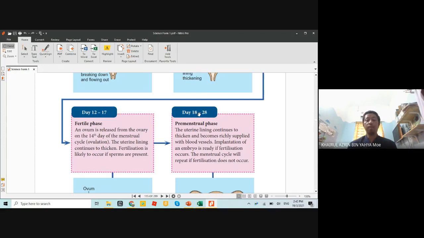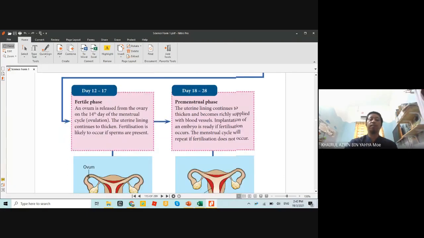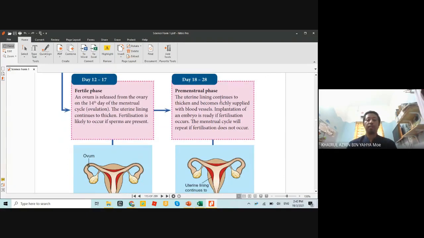Okay. And then day 18 to day 28, we call it the pre-menstrual phase. This is the fourth phase. The uterine lining continues to thicken and becomes richly supplied with blood vessels. Implantation of the embryo is ready if fertilization occurs. The menstrual cycle will repeat if fertilization does not occur.